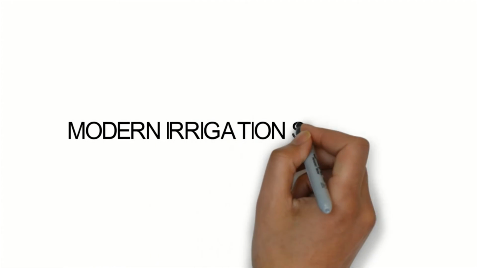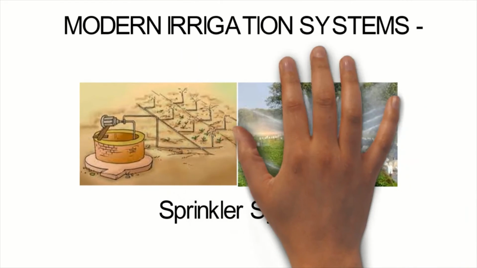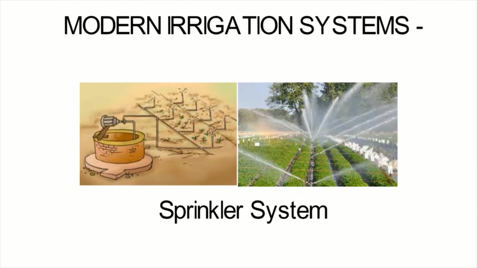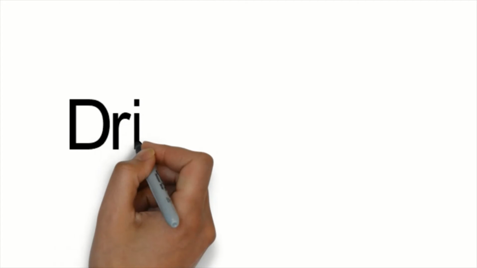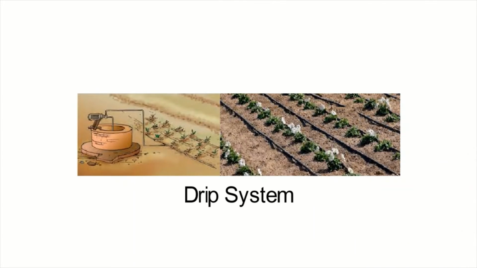Under the modern irrigation systems is the sprinkler system. From any water source, an extensive network of pipelines is connected, and at the end of each pipeline there will be sprinklers attached which will supply water to the crops. Next is the drip system. In this also, a very extensive network of pipelines is placed, and each pipeline will drip the water drop by drop to the roots of each plant.